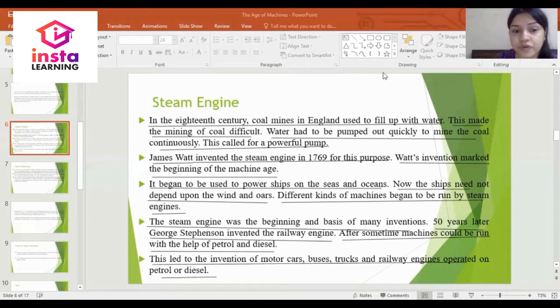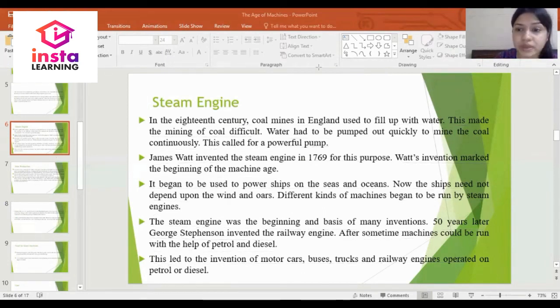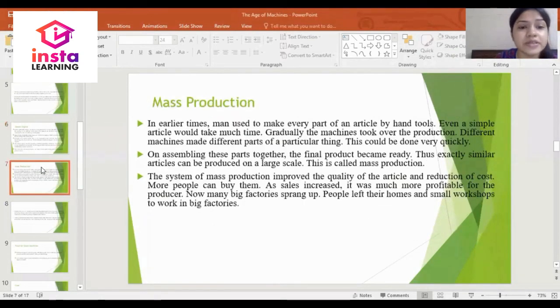So let's move ahead and understand the next learning objective of the chapter, that is mass production. Dear student, I am again highlighting it. In earlier times, men used to make every part of an article by hand tool. Even a simple article would take much time. Gradually, the machine took over the production.